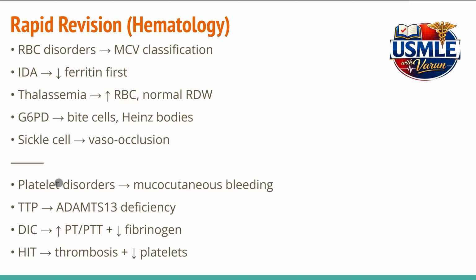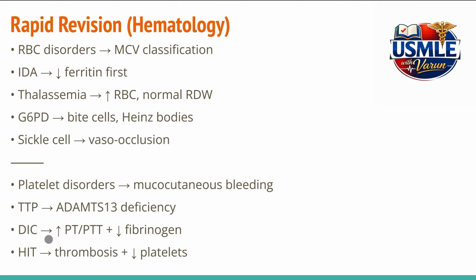While platelet disorders are concerned with mucocutaneous bleeding, TTP is because of ADAMTS13 deficiency. We have already discussed in the previous videos related to hemostasis that ADAMTS13 is a metalloprotease that is involved with the cleavage of large von Willebrand factor multimers into small fragments. So whenever there's ADAMTS13 deficiency, what happens is there are residual large von Willebrand factor multimers, which could lead to more and more aggregation and could lead to coagulation disorders.